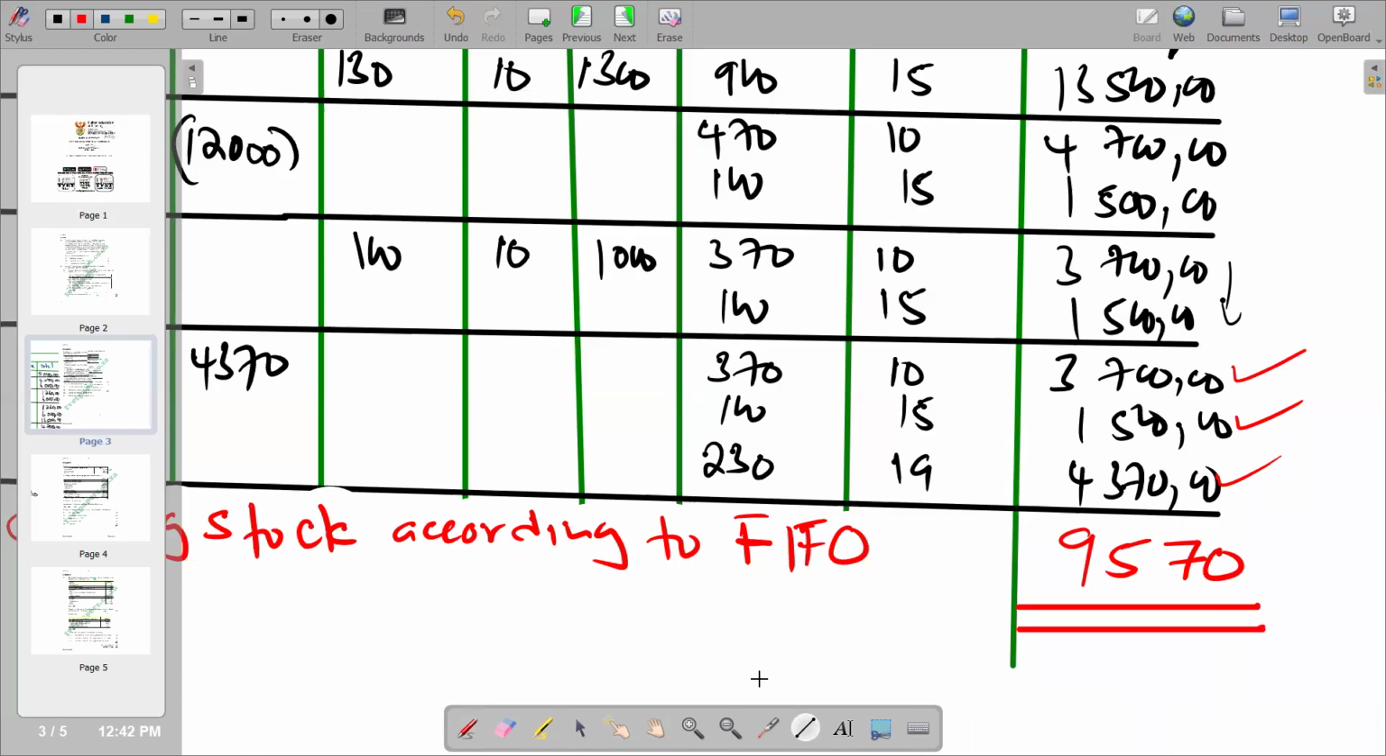And this becomes the last value that we have, that is the value of the inventory according to FIFO for the period.